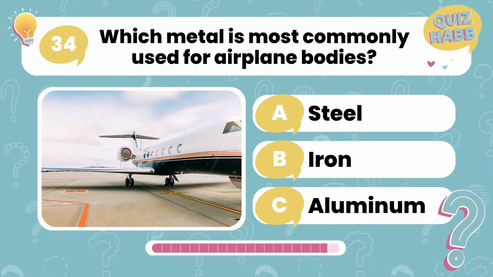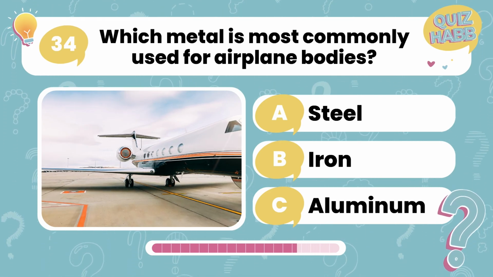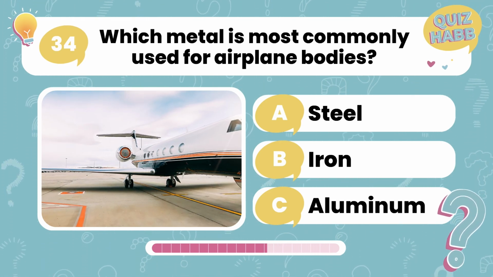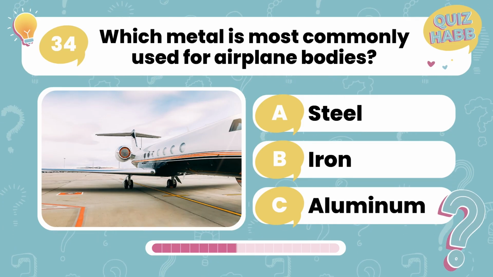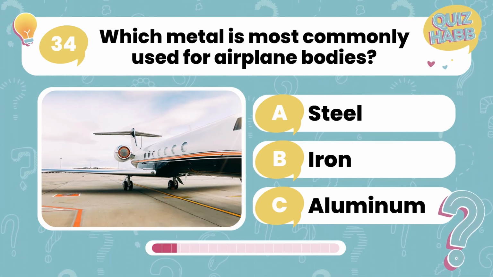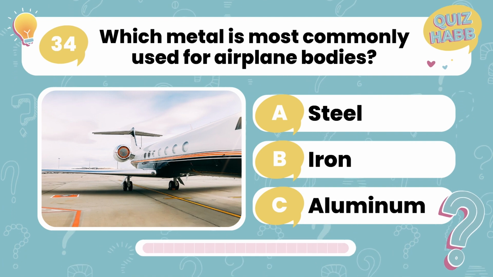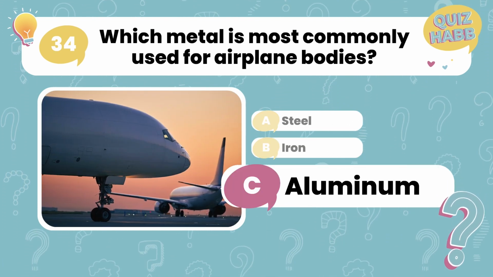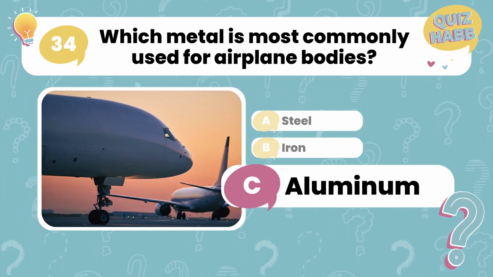Which metal is most commonly used for airplane bodies? A. Steel, B. Iron, C. Aluminium. Correct answer, aluminium. Lightweight and corrosion resistant.